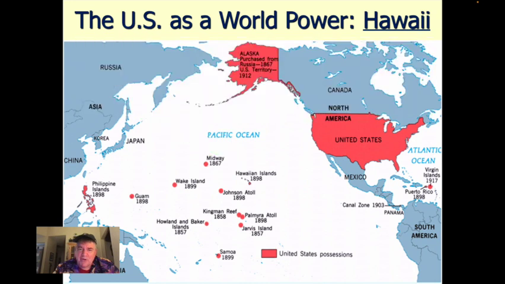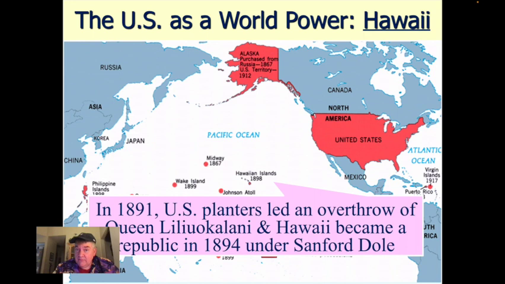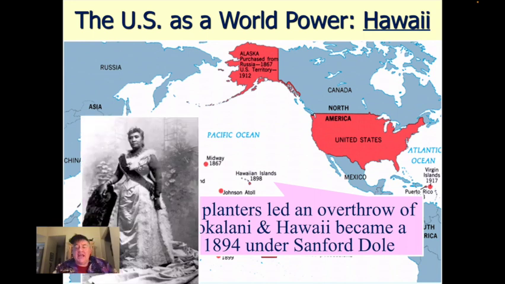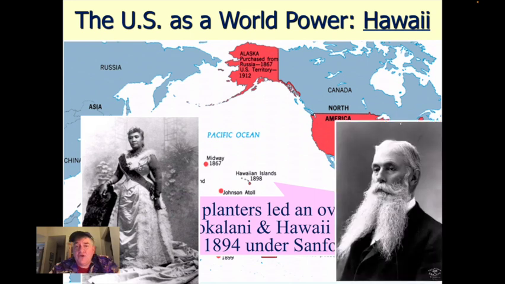Queen Liliuokalani, she gets in charge. This is her right there. She gets in charge, and Sanford Dole, this guy right here, Sanford Dole is an American businessman, all about that fruit, and he is not happy with how the Queen is handling things. The Queen doesn't want to do business with America. She is much more difficult than the previous people in charge.